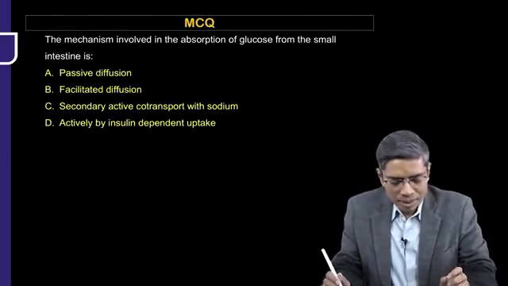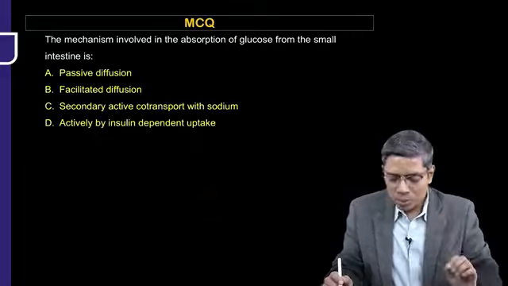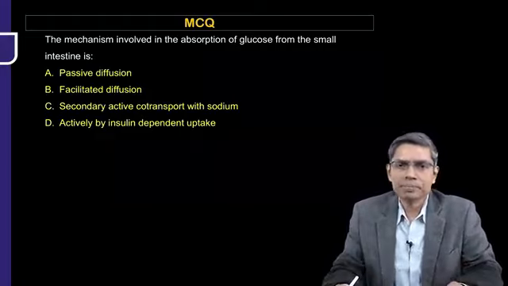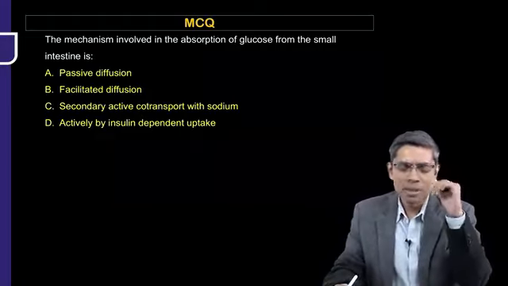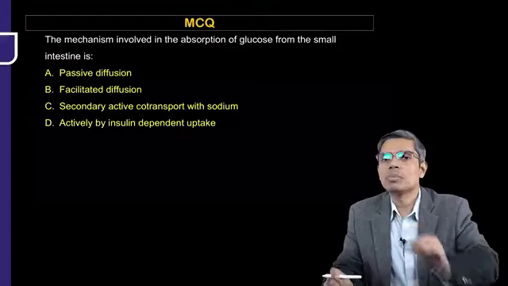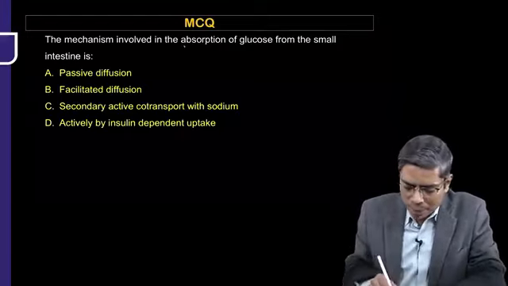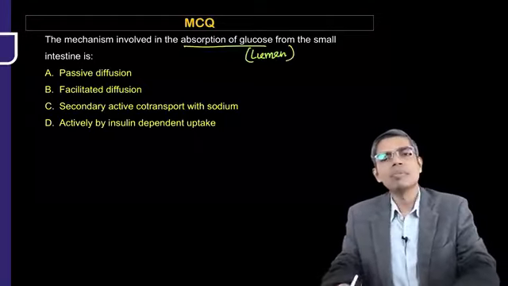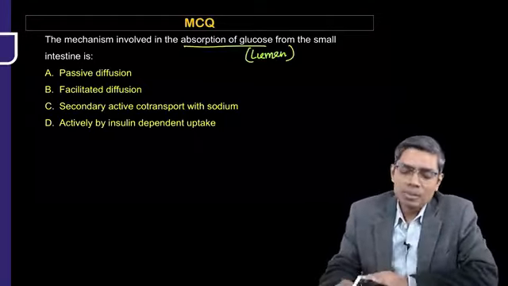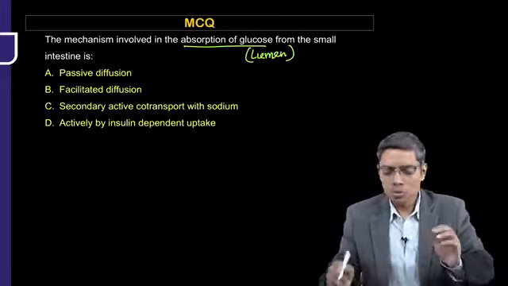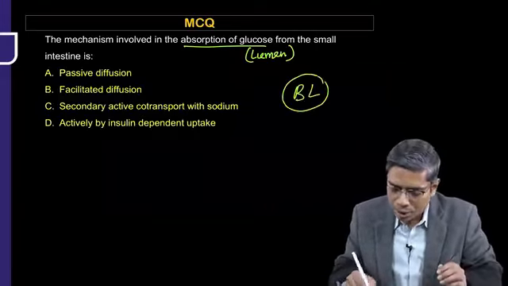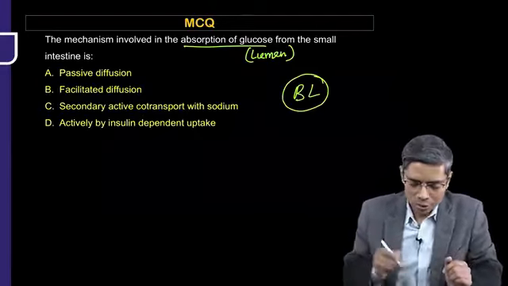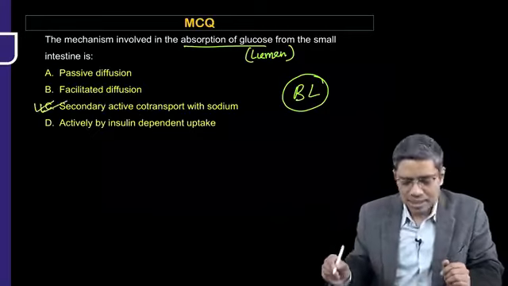Now another question: the mechanism involved in the absorption of glucose from the small intestine. Very, very important question. Whenever the question is like this, they mean absorption of glucose from the luminal membrane of the intestinal epithelium cell. But suppose the question asks about absorption of glucose from the basolateral membrane of the intestinal epithelium cell, then the answer will be different. In this question, the answer will be secondary active transport.